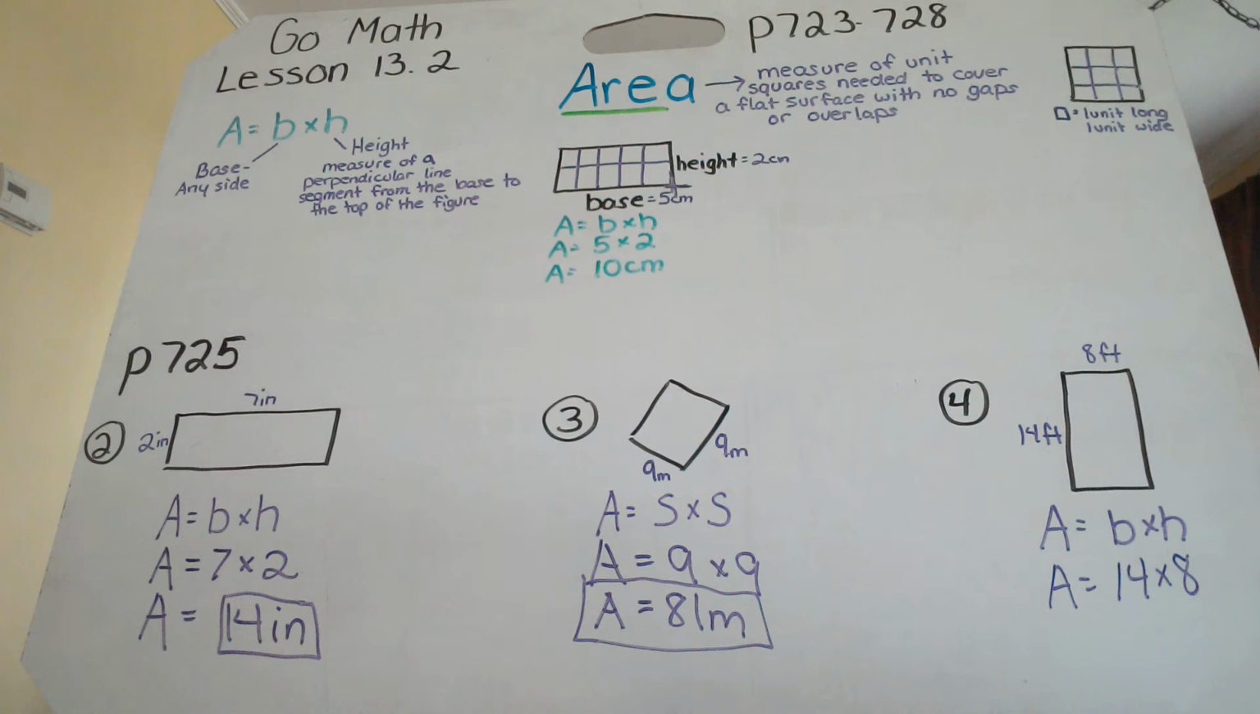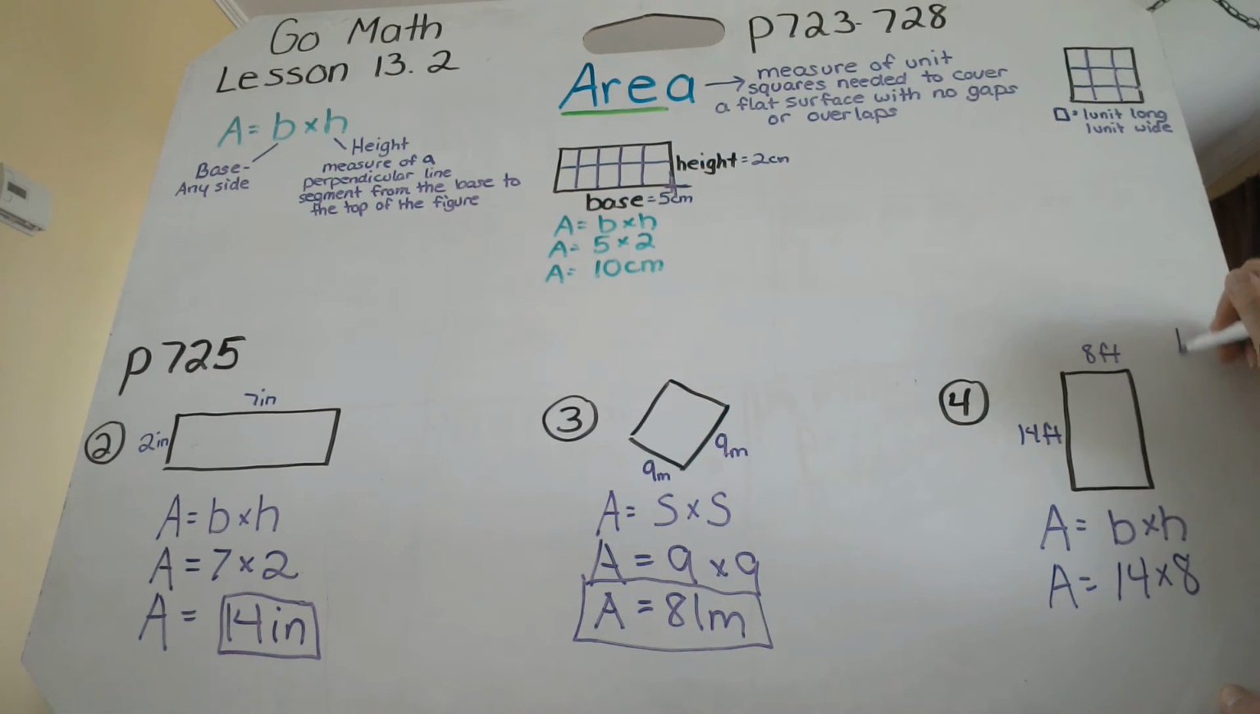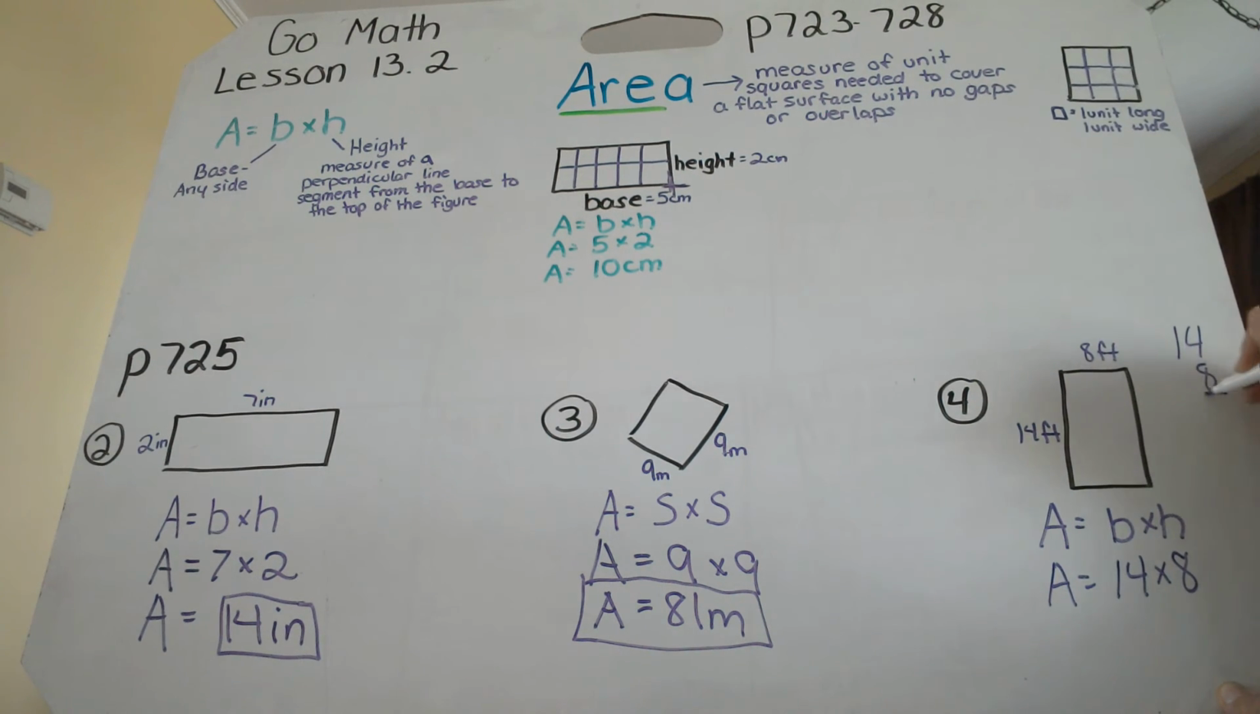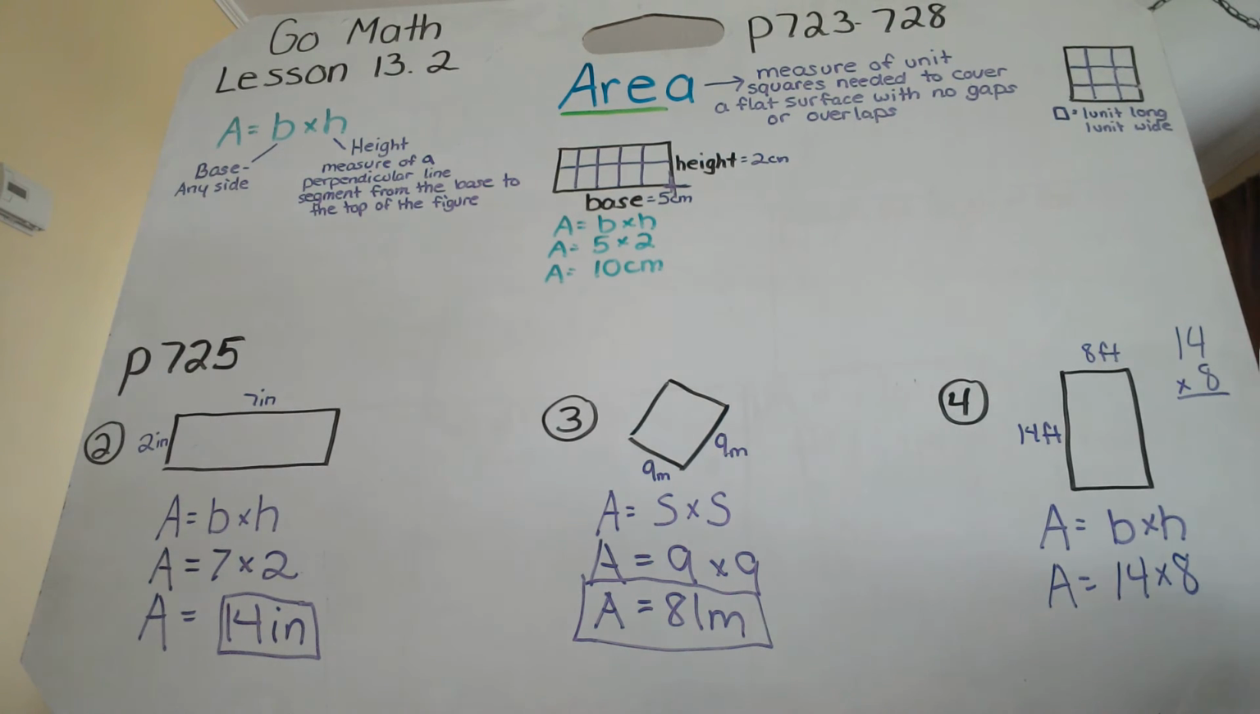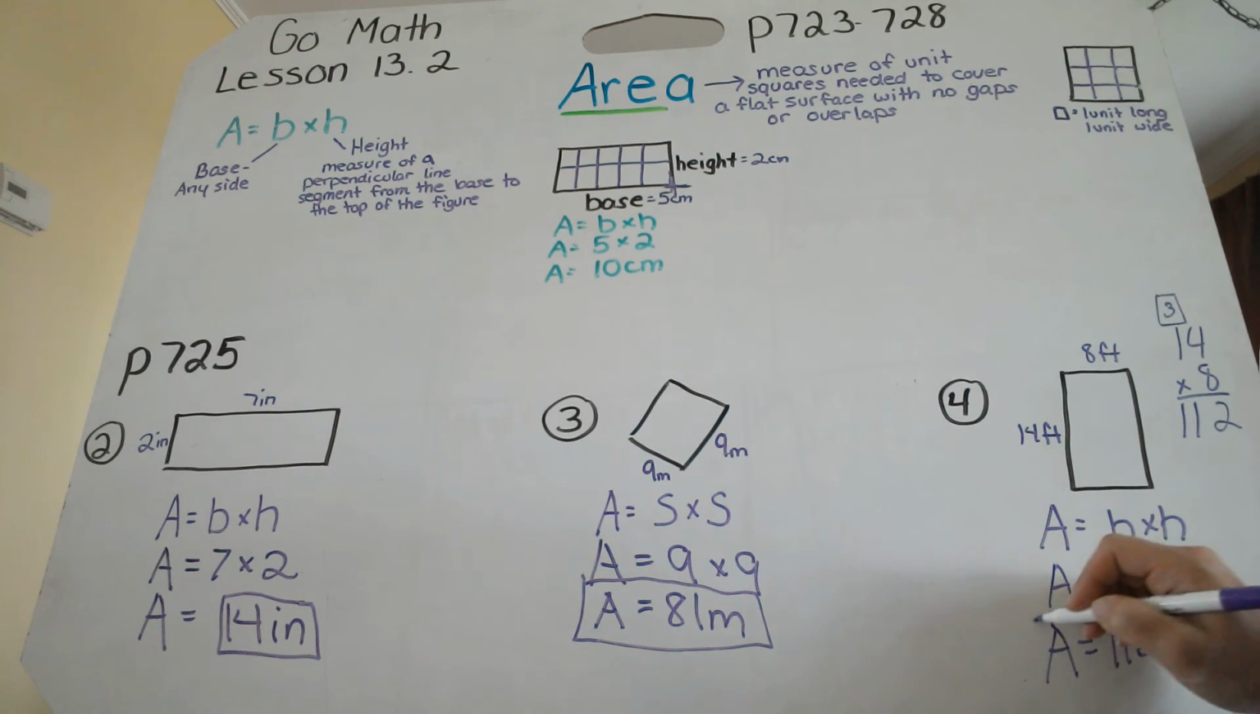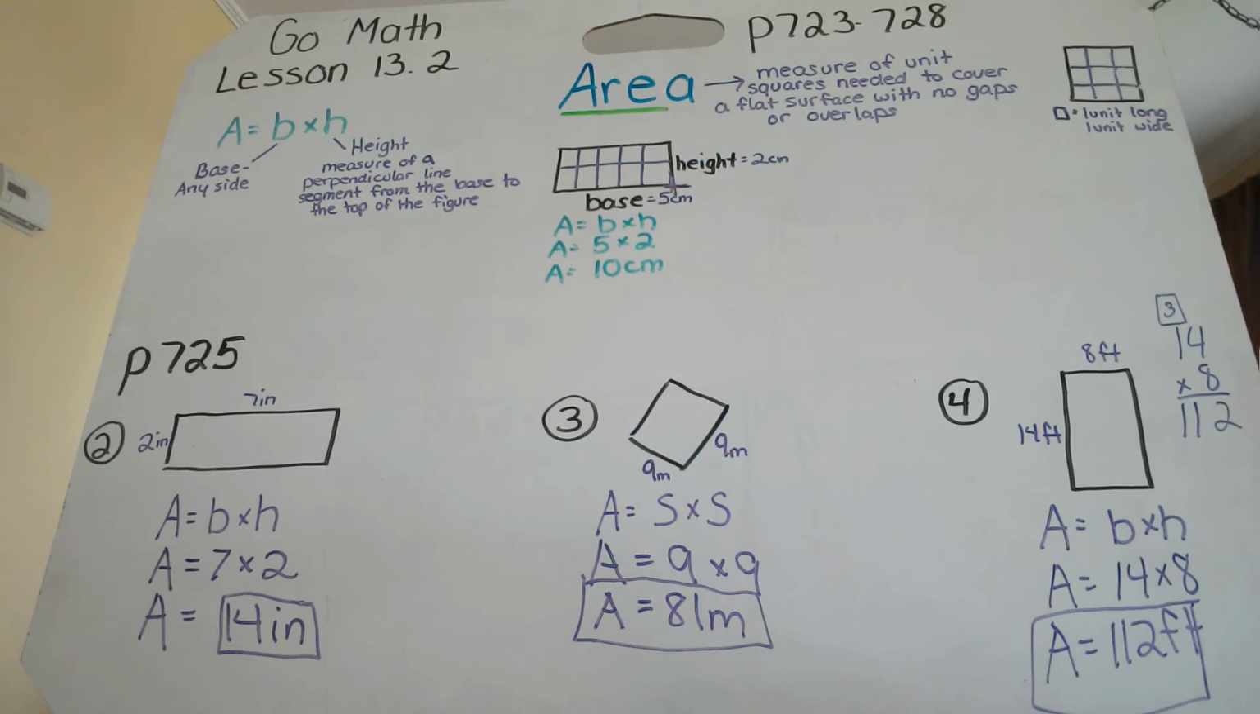Now, I can't possibly do this in my head, okay? So I'm going to go over here and I'm going to make sure that I do this the right way. And I'm going to say that 8 times 4 is 32. I'm going to put down the 2 and carry the 3. I'm going to say 8 times 1 is 8 plus 3 is 11. So the area of this rectangle equals 112 feet.